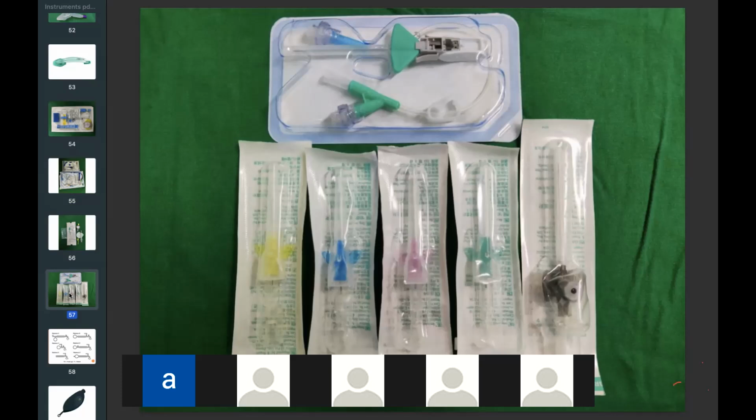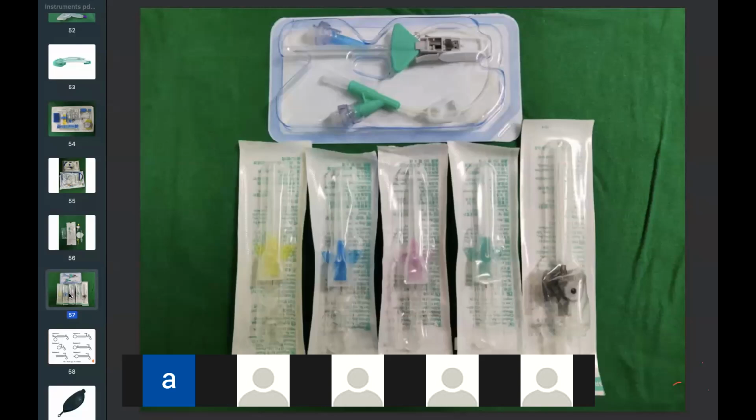The maximum flow rate through a cannula is proportional to its diameter, so the smaller the gauge, the higher the flow rate. We can see the 14 gauge orange cannula will provide a flow rate of 240 ml per minute. An 18 gauge green cannula will provide a flow rate of 90 ml per minute, and a 20 gauge pink cannula will give a flow rate of around 60 ml per minute. And a 22 gauge blue cannula will give a flow rate of 36 ml per minute.